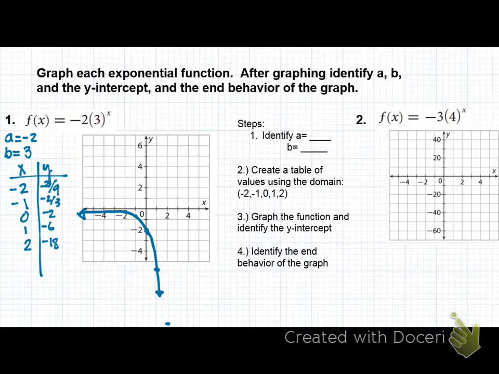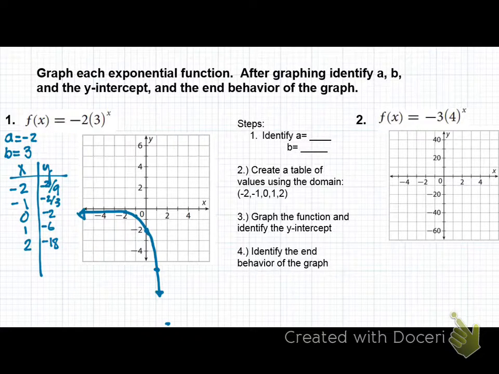What's a equal to on number 2? Negative 3. Good. What's b equal to? 4. Good. What is the y-intercept? Negative 3. What's the ratio of this function? 4. Good. Okay. Just like on number 1, the ratio is 3. We're multiplying each one by 3.